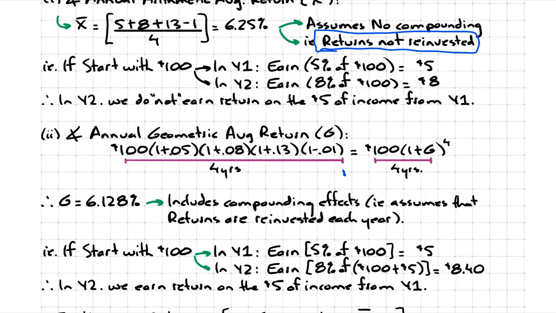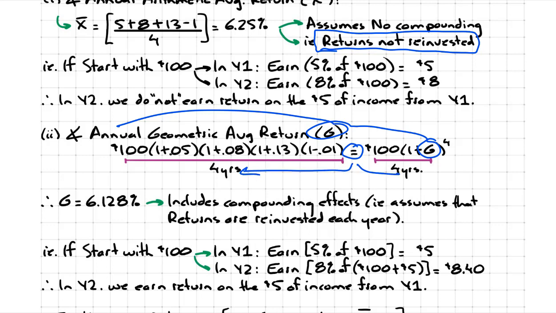But the thing with central tendency is I want one value. I just want one value that represents the data over the last 4 years. So here's the way we set it up. $100 growing at these individual rates of return should have the same ending value as the $100 growing at the annual geometric average return, but compounded 4 times. Why compounded 4 times? Because the G here is annual. So if you want both sides to be equal, both sides would have to cover 4 years.